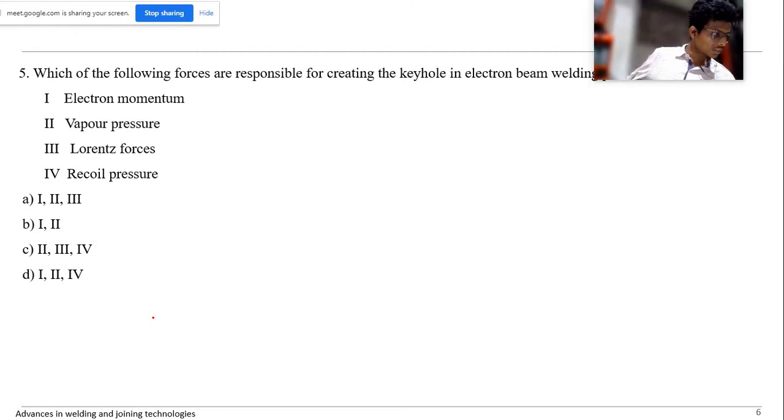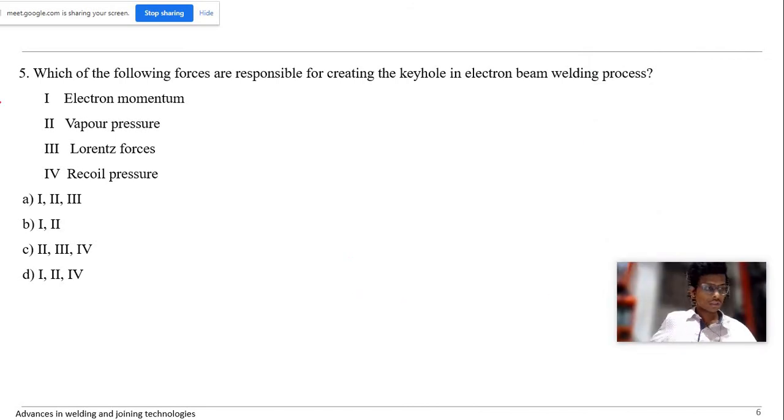Anyone interested in anything? Okay, no. Okay, I'll proceed further. I think you can directly answer this one. Sorry, because sir has directly explained this, right?